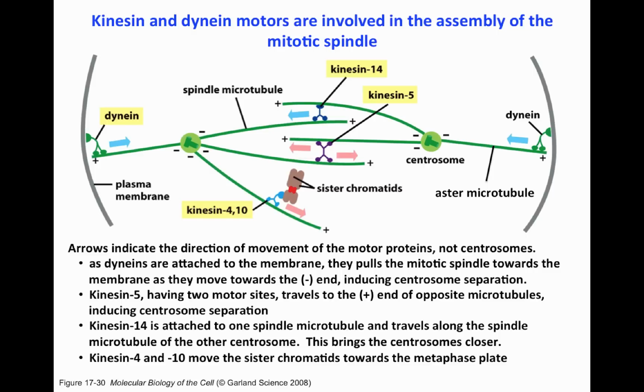Kinesin 14 is a special kinesin because it is the only kinesin that migrates towards the negative pole. And as you can appreciate from the slide, kinesin 14 is covalently bound to a microtubule, and it's using the microtubule from the left centrosome as a railroad track to walk, and therefore it's walking towards the negative pole. In doing so, kinesin 14 is going to be tightening the distance between the left centrosome and the right centrosome.